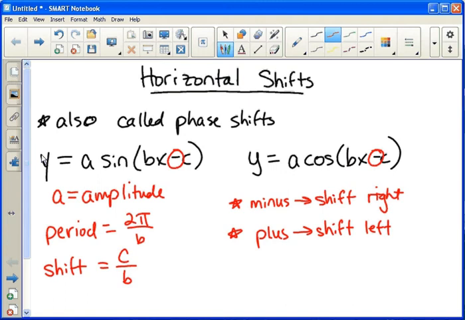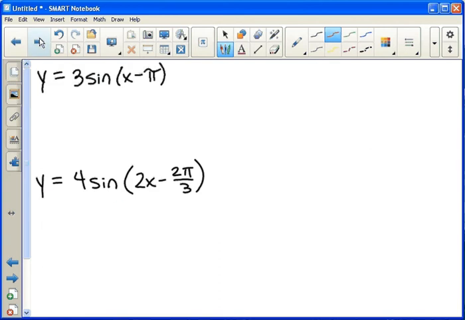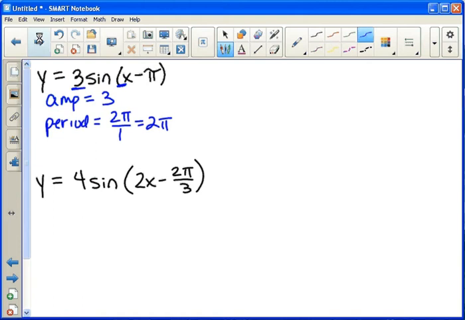Okay, so let's look at how that affects some different functions. So here we have 3 sine of x minus pi. So now we need to mark 3 things. Amplitude is 3. I get that from right here. It's the number in front of the sine. For period, I get 2 pi over 1 because there's an understood 1 in front of the x. So just 2 pi for the period. And I shift, since it's minus, I shift right. And I shift pi over 1. So remember, it's c over b. C over b. So I shift right, pi.